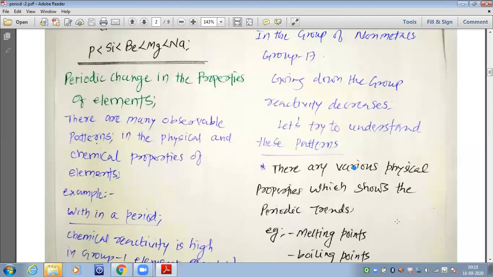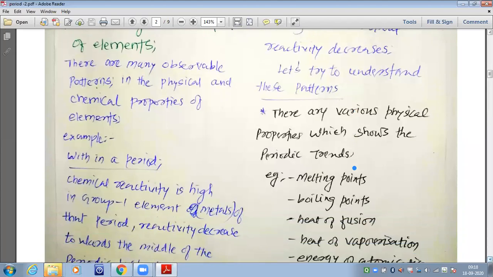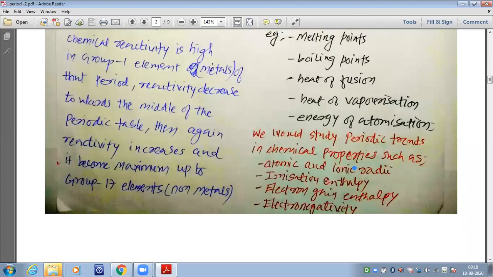For example, within a period, chemical reactivity is high in group 1 elements, or group 1 metals of that period. Reactivity decreases toward the middle of the periodic table. So as we go left to right, the reactivity decreases. Then again the reactivity increases and it becomes maximum up to group number 17 elements, which are non-metals, also called the halogens.